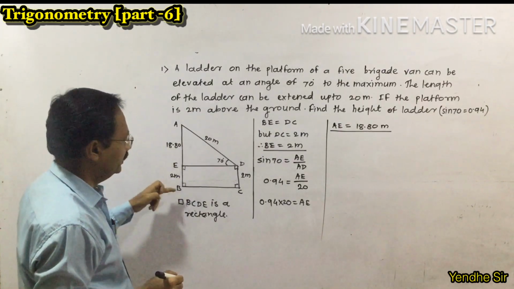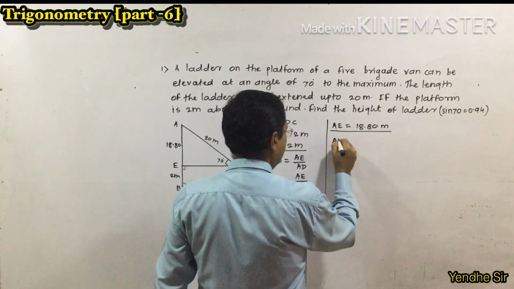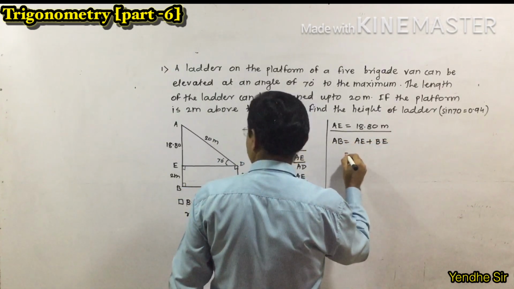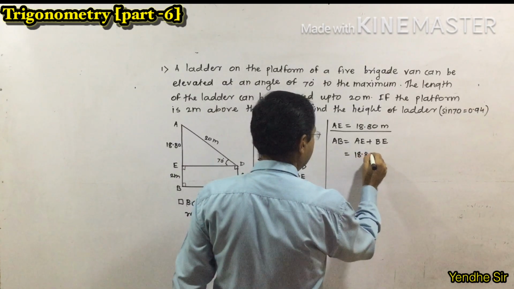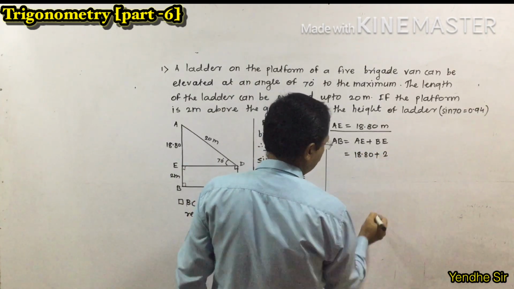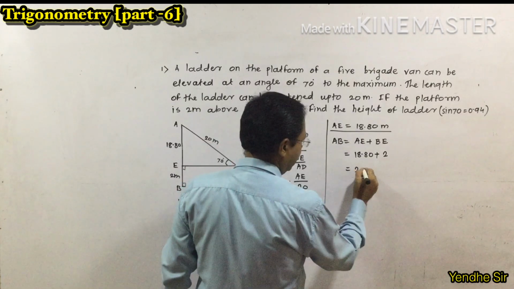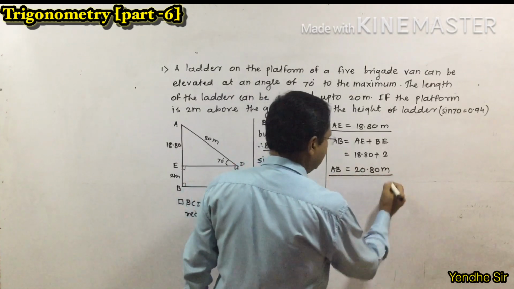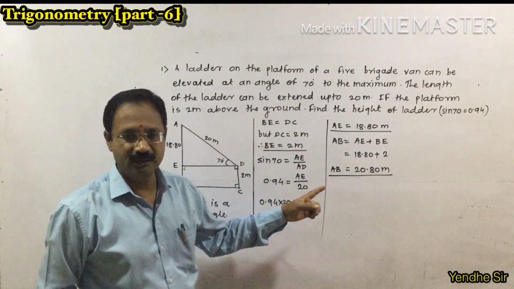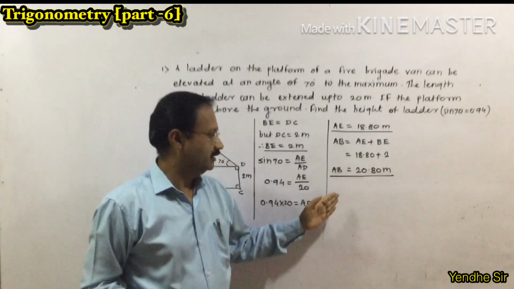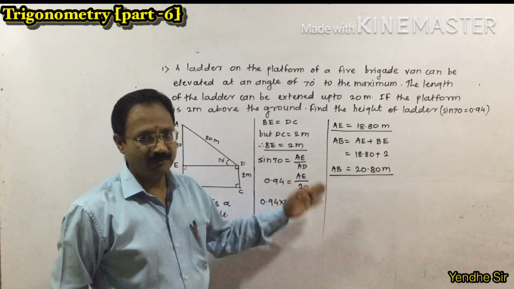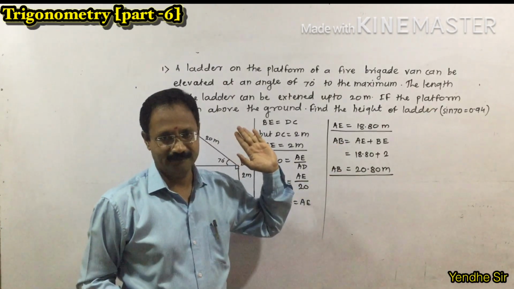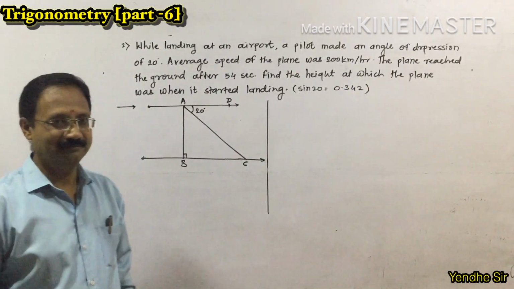So I want to find out the AB. So AB equals AE plus BE. AE I got it, 18.80, plus 2. So you will get the answer 20.80 meters. But remember that you have to write your answer in a full statement, that the height of the ladder from the ground is 20.80 meters. Let's start with the different sum.